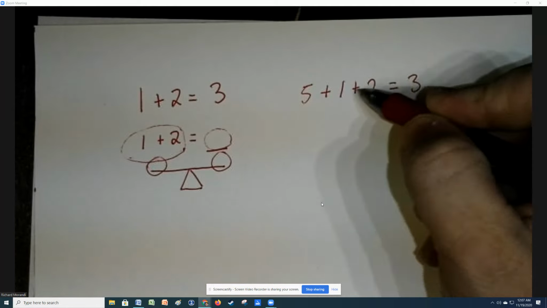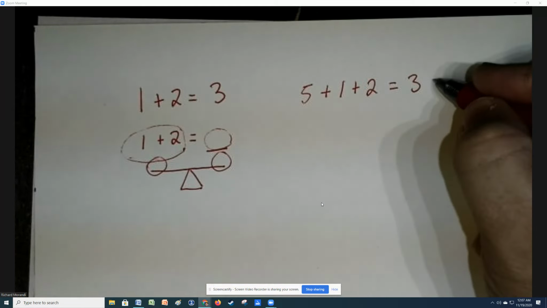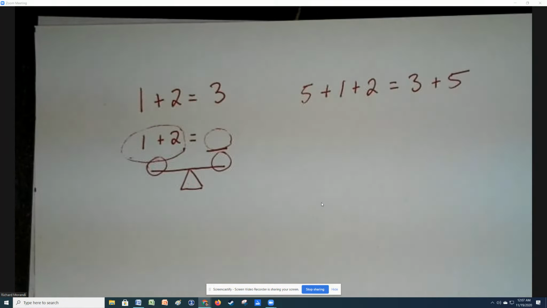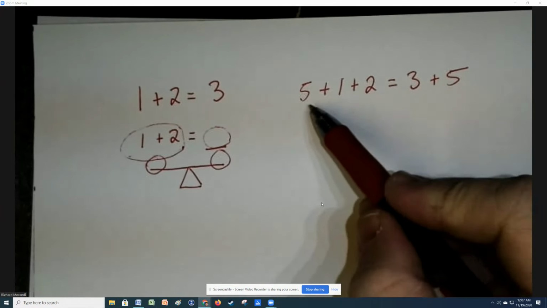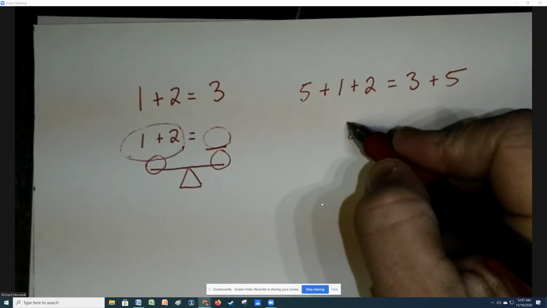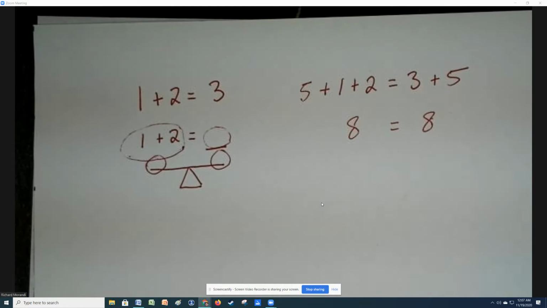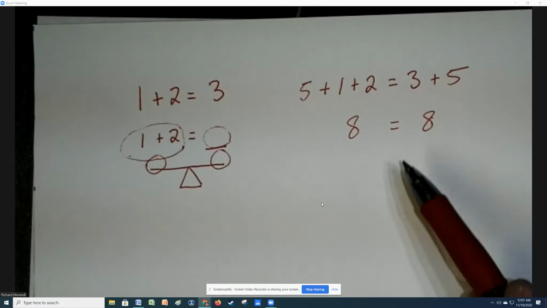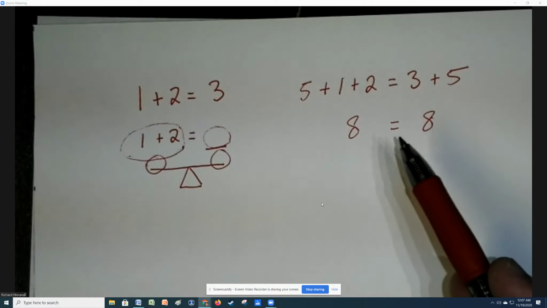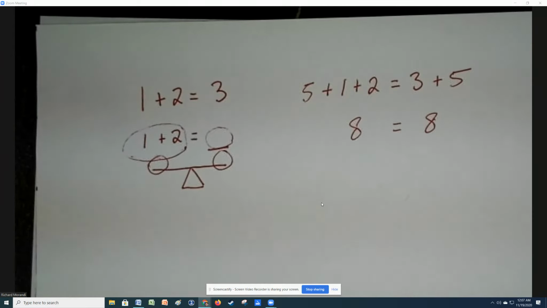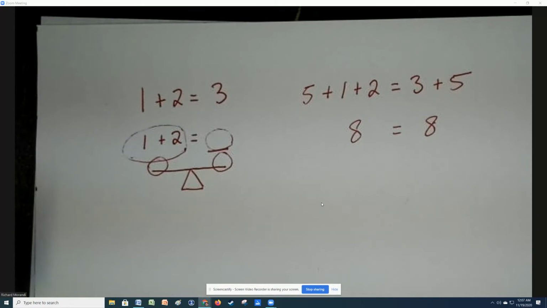I could just as easily say 5 plus 1 plus 2 equals 3 plus 5. That's going to be the same thing. That's 5, 6, 7, 8 equals 5 plus 3, which is 8. So the equal sign isn't the end point. The equal sign is just a tool on my way to discovering something.